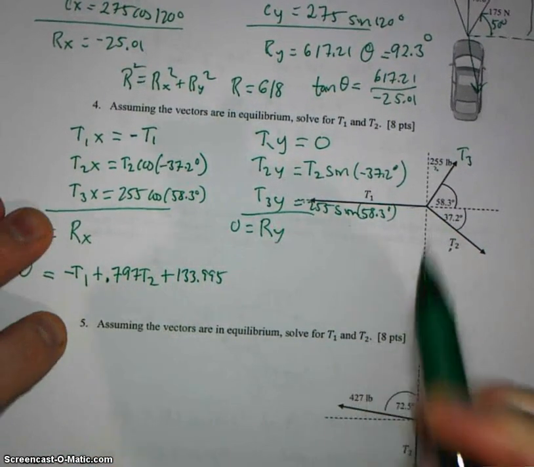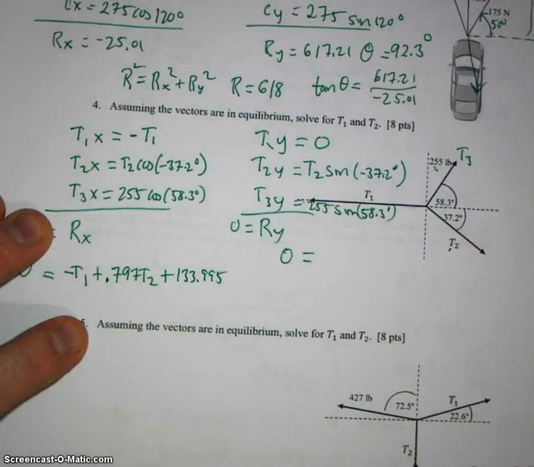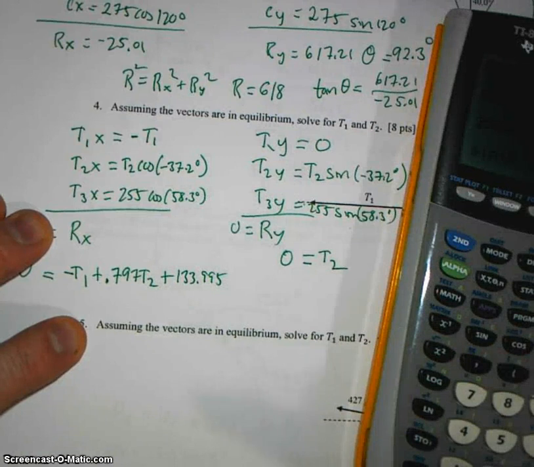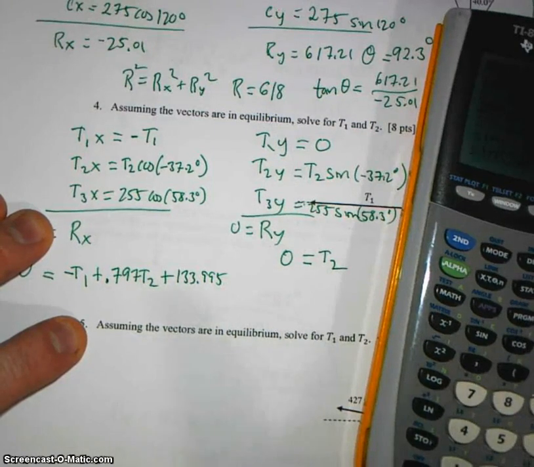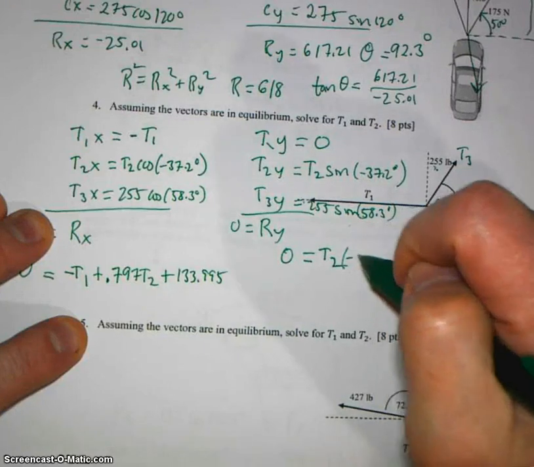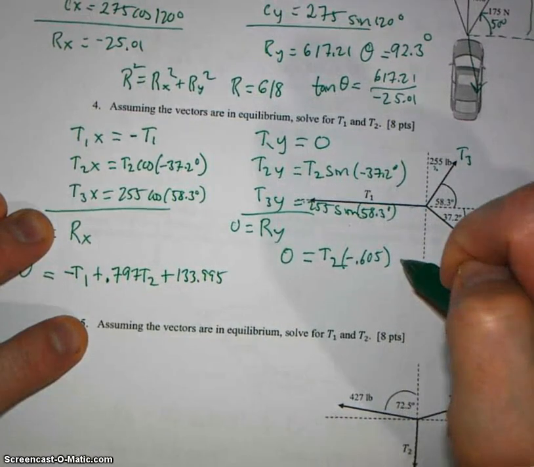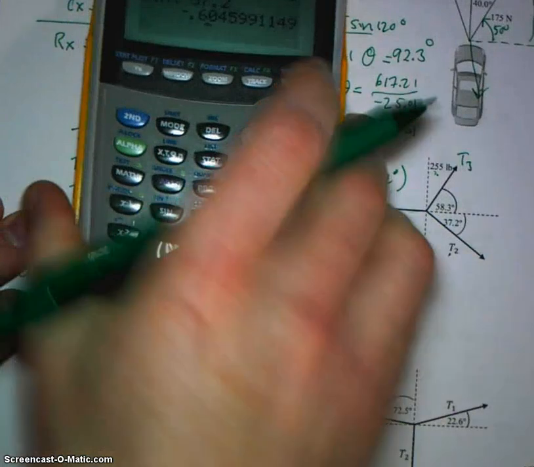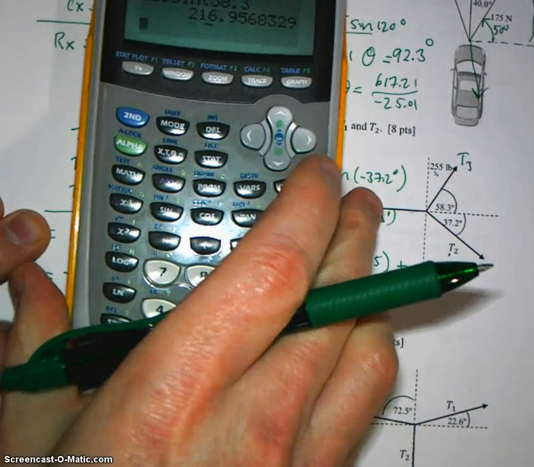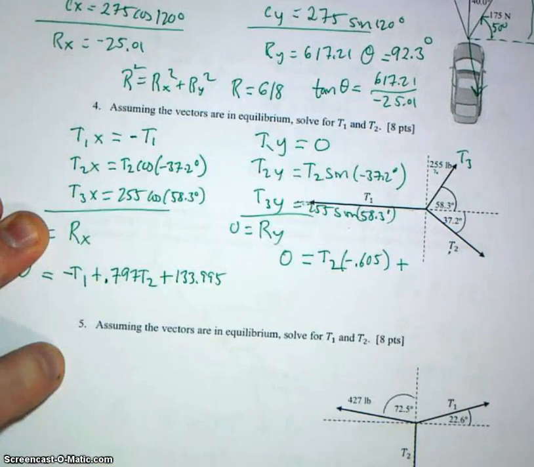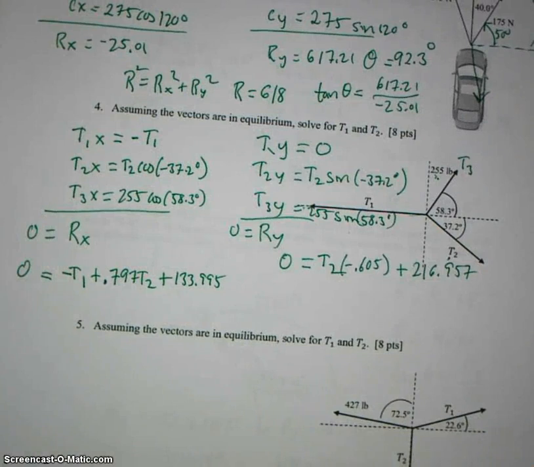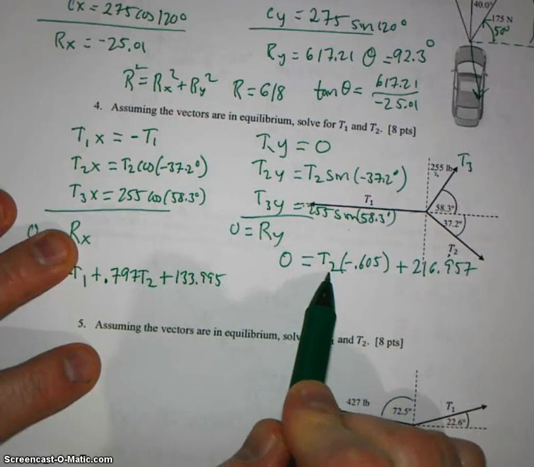But if we go over to this one, I think we're going to have good news. 0 equals T2 sine negative 37.2, which is negative 0.605, plus 255 sine 58.3, 216.957. And now notice this equation only has T2 in it, so I can get T2 all by itself.